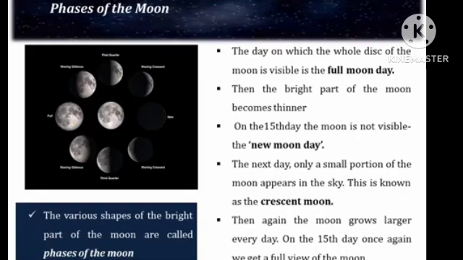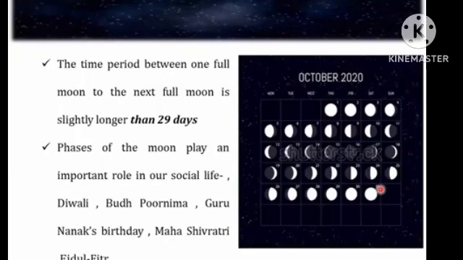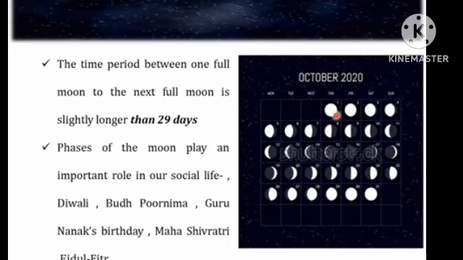Now, the various shapes of the bright part of the moon as seen during a month are called the phases of the moon. The time period between one full moon and the next full moon is slightly longer than 29 days. That is, if we see a full moon today, then only after 29 days are we able to see the next full moon.